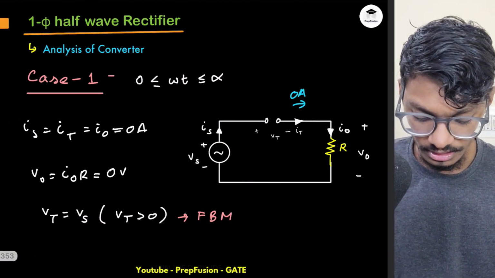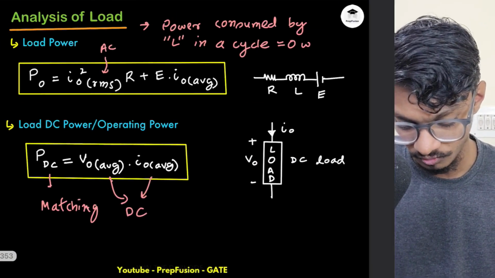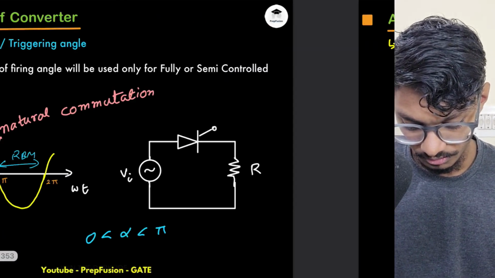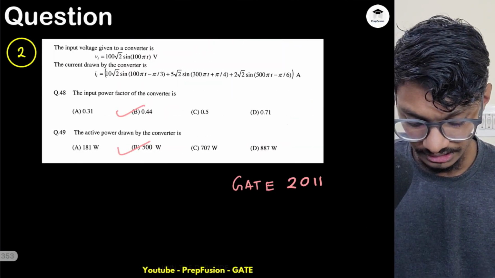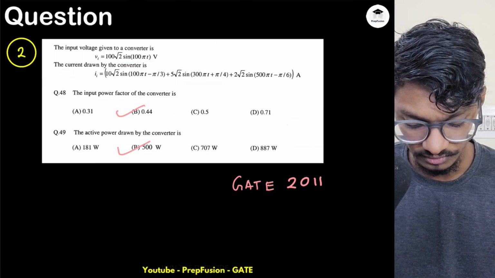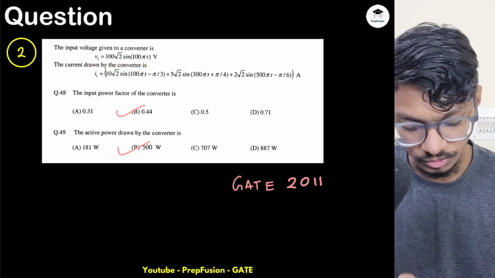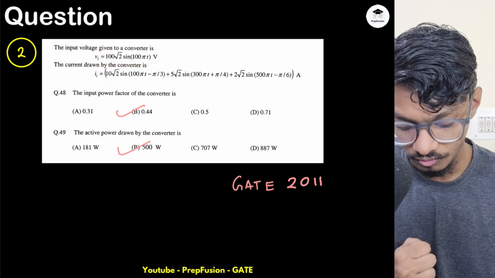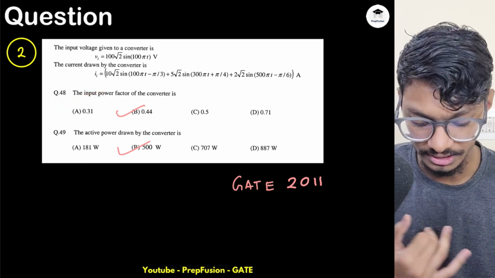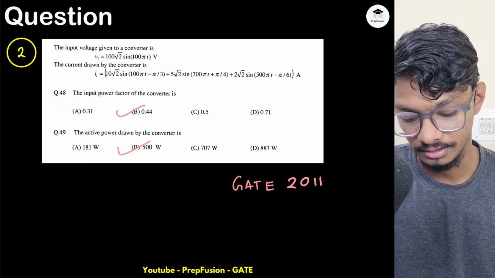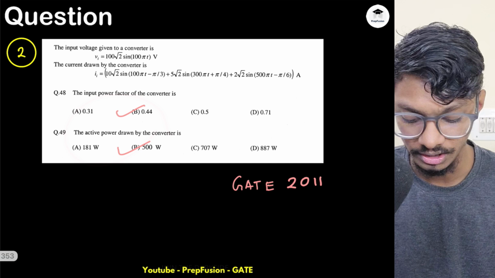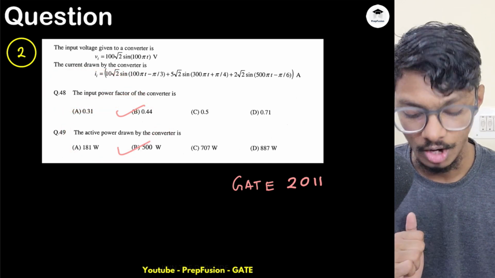And about this question, I also gave you as homework, this one. This is the same question, just here the voltage and current components are a bit different. Voltage doesn't have any harmonics. So what do we need to find? We need to find the input power factor and active power. First I will compute active power, then only will I be able to compute the input power factor. How to compute active power?